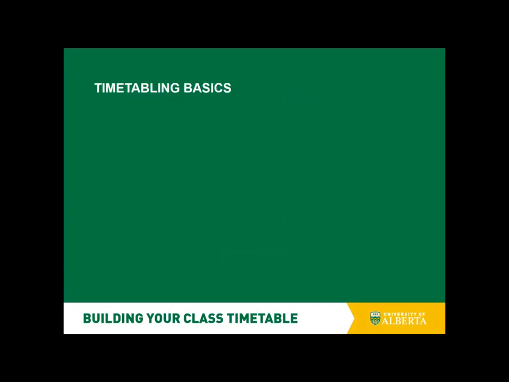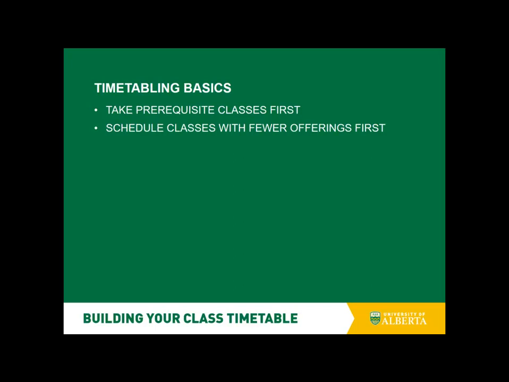When creating your timetable, it is important to consider the following. Take your prerequisite classes first. This will allow you to take higher-level courses. Schedule classes with fewer offerings first. If there's an education course that's only offered once during the week versus an English class that has 5 different time offerings, you might want to consider scheduling your education class before scheduling your English class and schedule the English class around the education class.